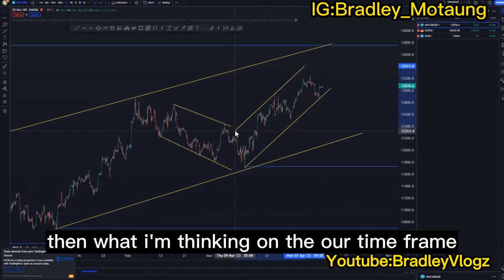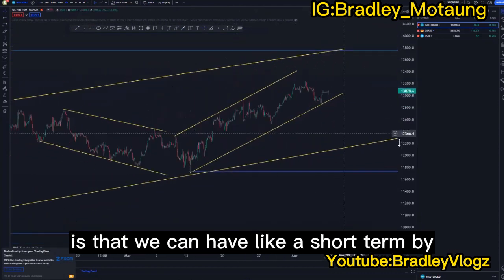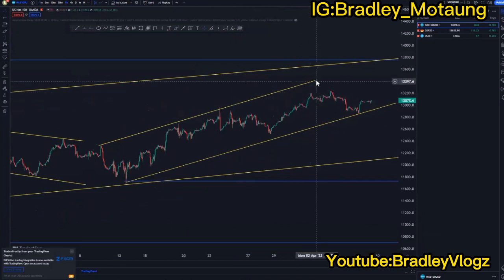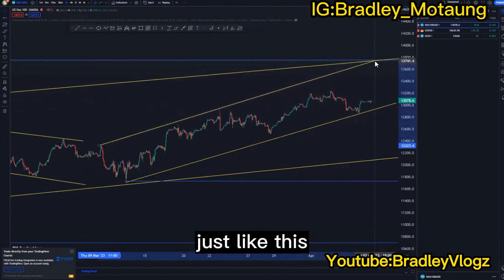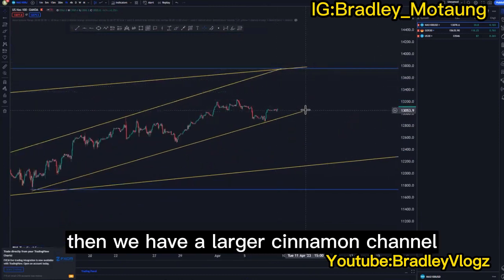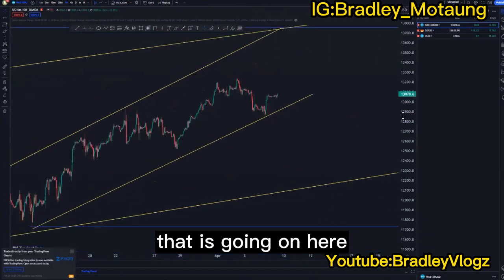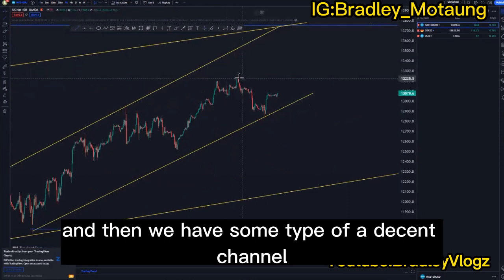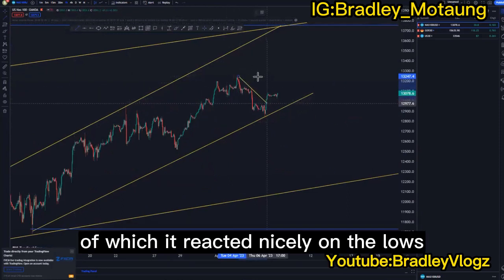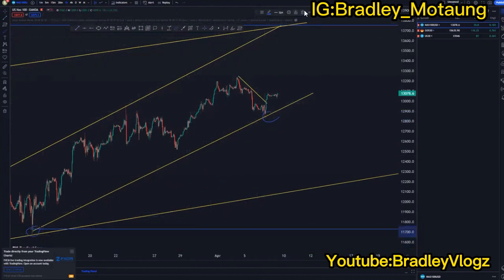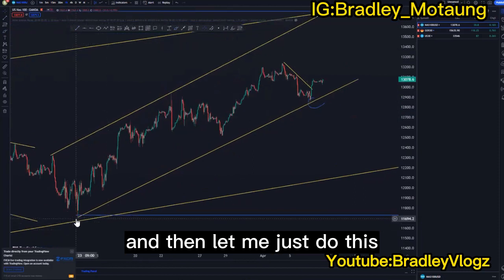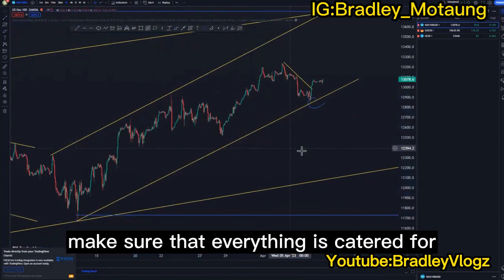And then what I'm thinking on the hour time frame is that we can have a short term buy, whereby we draw this trend line out just like this. And then we have a larger ascending channel that is going on here. And then we have some type of descending channel, which reacted nicely on the lows around this point here. So we have two touches at the bottom. And then let me just do this, make sure that everything is catered for.